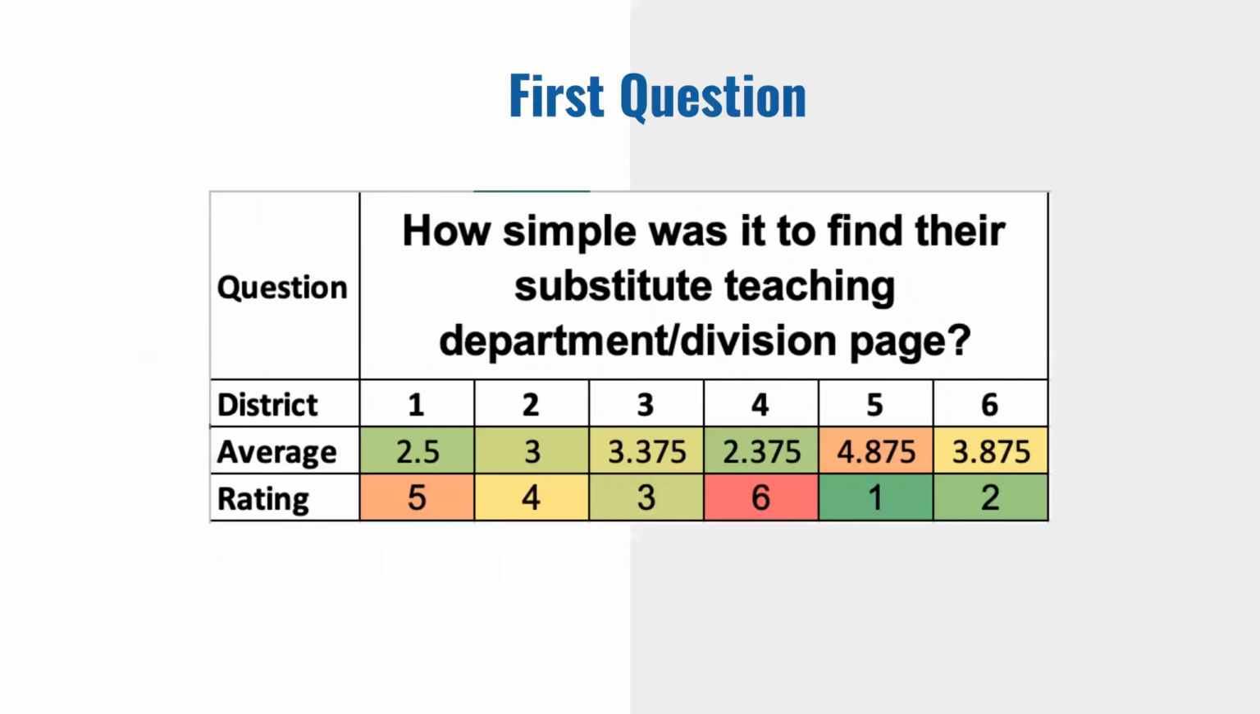So these are some of the results we got. The first question was, how simple was it to find their subject teaching department / division page? And the number one page was Fulton County. I won't share the others, but I'll just share Fulton County. They got a 4.875 out of 5 rating, where 1 is the lowest. They got 4.875 when the question was, how simple was it to find the page? All the other 5 districts got 3.875 or less, right?